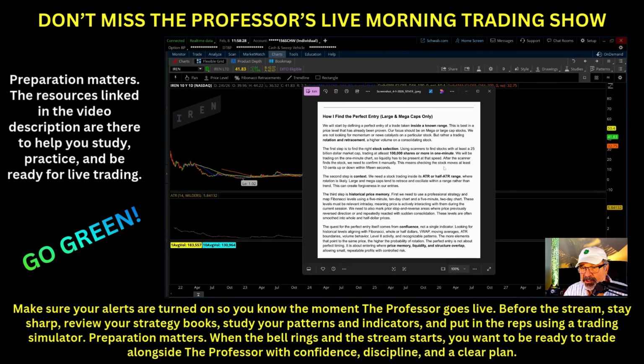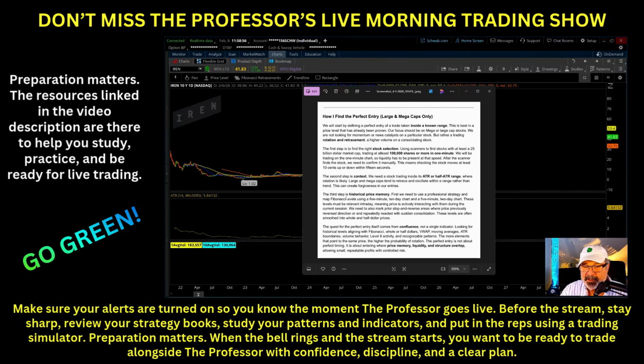This means checking the stock moves at least 10 cents up or down within 15 seconds, which I just showed you a minute ago. The second step, context: we need a stock trading inside the ATR or half ATR where rotation is likely. Again, back and forth is likely. Large and mega caps tend to retrace and oscillate within a range rather than trend. This can create forgiveness in our entries. By the way, this is from a book. I'm reciting what I've already learned, okay?